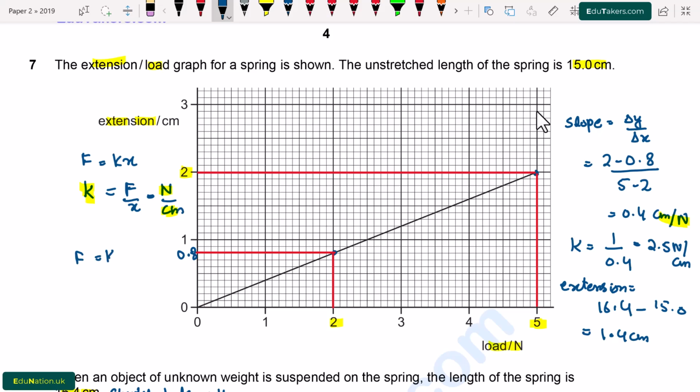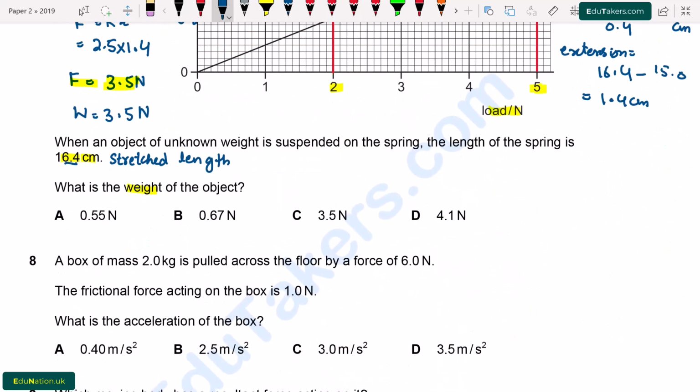F is equal to Kx, the value of spring constant that we calculate here, 2.5 multiplied by x, which is extension 1.4. So F will be equal to 3.5 Newton. This is basically the value of weight. So I write here weight is also equal to 3.5 Newton. From here, option C is correct, which shows the weight value 3.5 Newton.